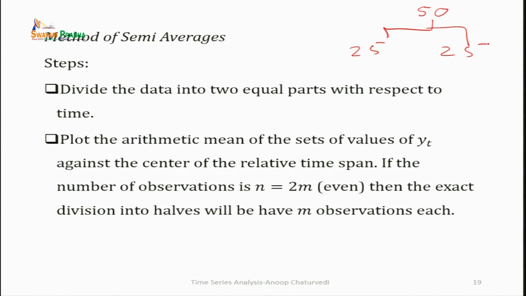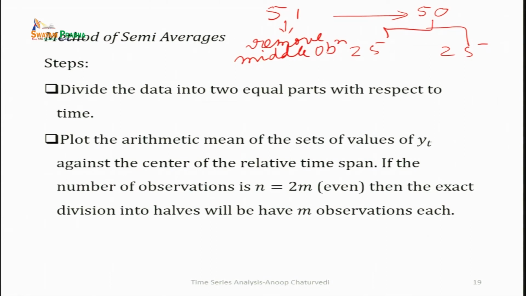But if you have 51 observations, then you remove the middle observation. So, you are left with 50 observations, and then you divide the observations into two parts, 25 and 25. Remove means for the calculation purpose only.